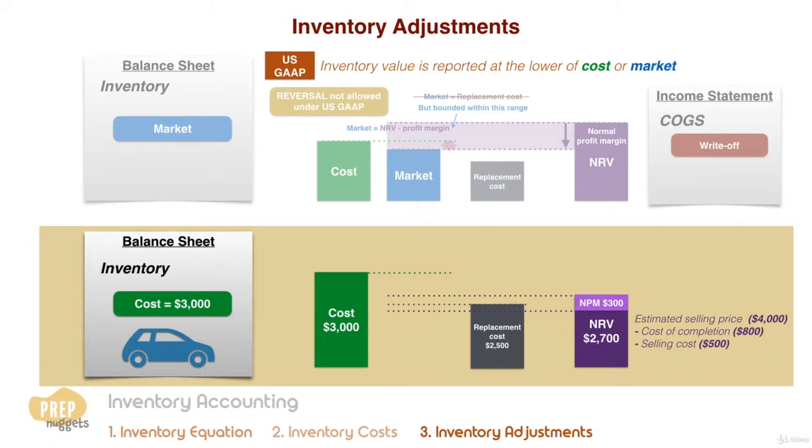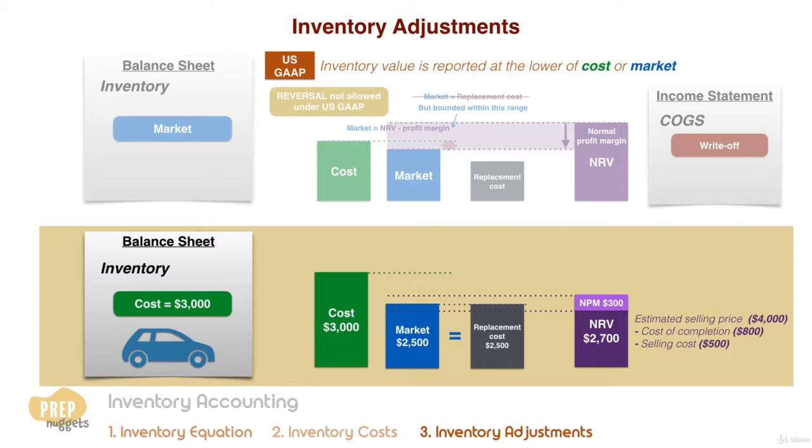What we first need to do is to determine if the replacement cost falls within the range of NRV and NRV minus normal profit margin. Since the normal profit margin is given as $300, we know that the replacement cost falls into the range. The market is therefore equal to the replacement cost, which is $2,500.